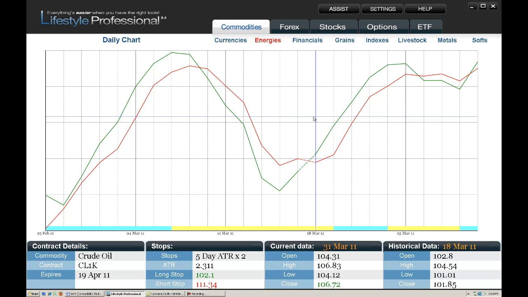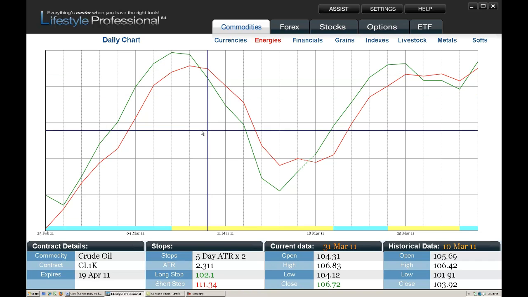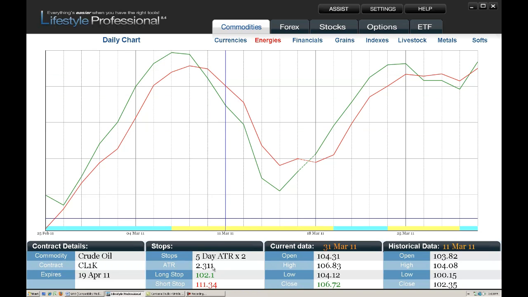Now, having entered this trade, we would have also had a stop loss based on this algorithm here, where you can see we use something called the average true range across the board, and we will have a long and a short stop that you can use to protect that position.